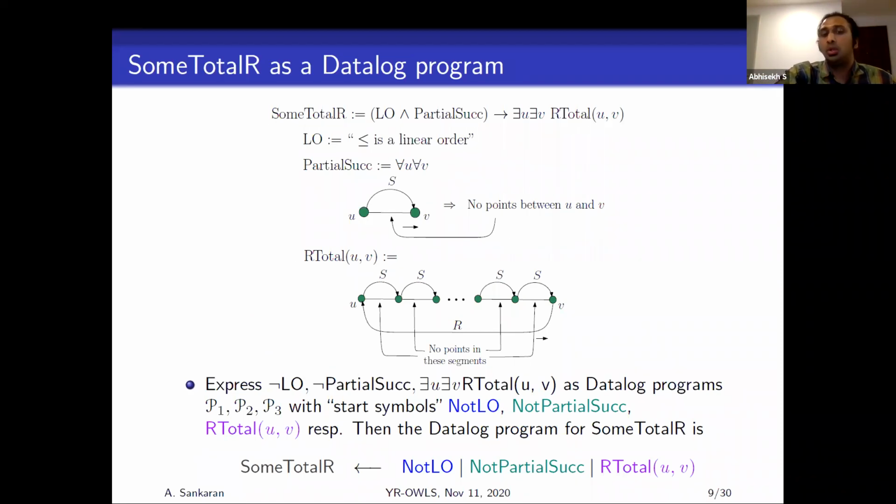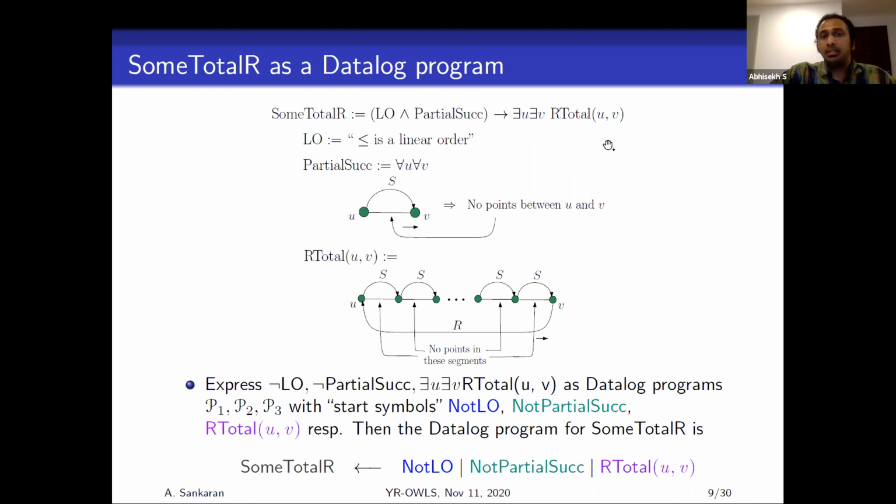There'll be three rules: sum total R arrow not LO, sum total R arrow not partial successor, sum total R arrow R total UV. Because there's no free variable on the left hand side, UV gets existentially quantified out, and that gives you exactly what sum total R is, as given at the very top of this slide. Let's quickly see if there are any questions at this point.